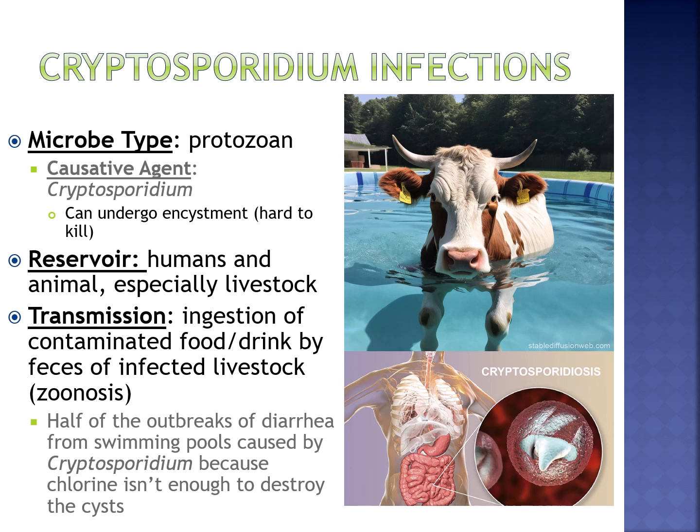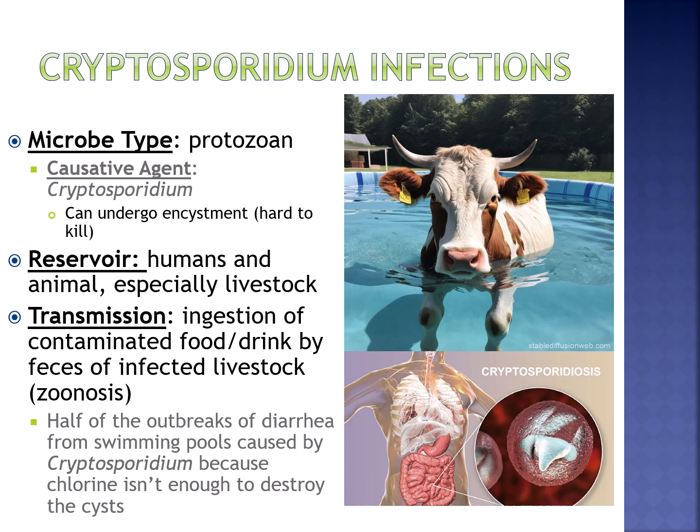The microbe type is a little bit different than what we've been talking about, and that is a protozoan instead of a bacteria. It is caused by Cryptosporidium protozoans. And what's kind of weird about these protozoans is they can undergo encystment. And remember, that's like creating a little safe space for themselves. It makes them very hard to kill. Not to mention, protozoans are the same cell type as us, so they're also hard to treat just in general because of that. Multiple things make them difficult.